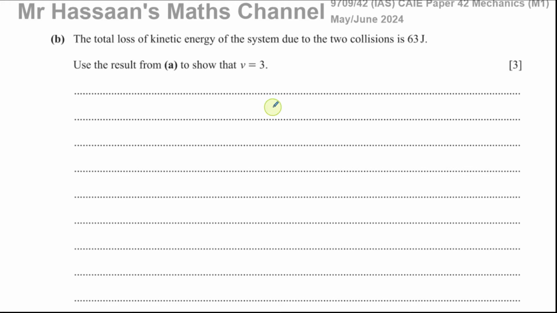Now for part B, it says the total loss of kinetic energy of the system due to the 2 collisions is 63 joules. Use the result from part A to show that V equals 3. So the loss of kinetic energy means the kinetic energy before minus the kinetic energy after both collisions is going to be equal to 63 joules.